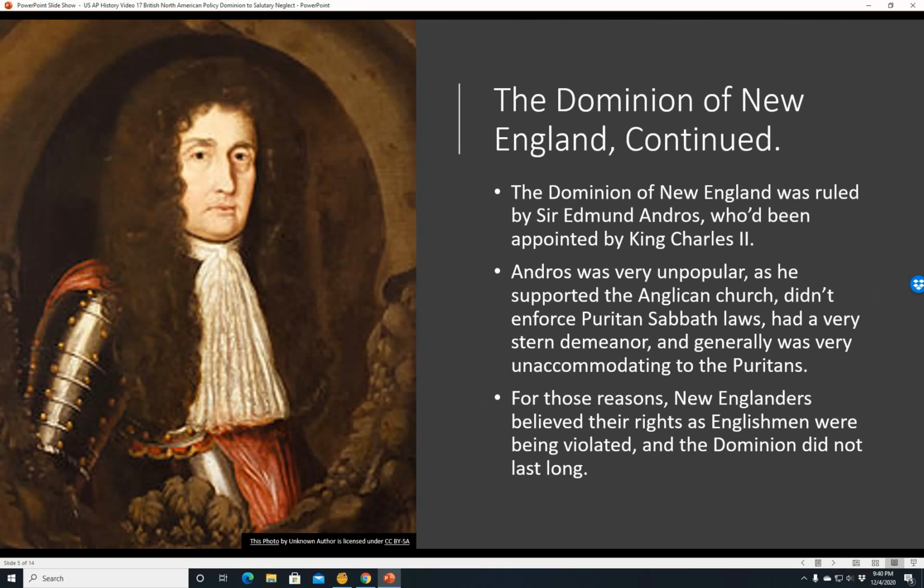The Dominion of New England continued. The Dominion of New England was ruled by Sir Edmund Andros, who'd been appointed by King Charles II. Andros was very unpopular as he supported the Anglican Church, didn't enforce Puritan Sabbath laws, had a very stern demeanor, and generally was very unaccommodating to the Puritans. For those reasons, New Englanders believed their rights as Englishmen were being violated, and the Dominion did not last long.